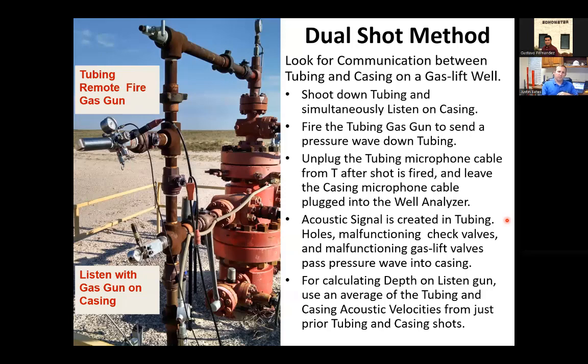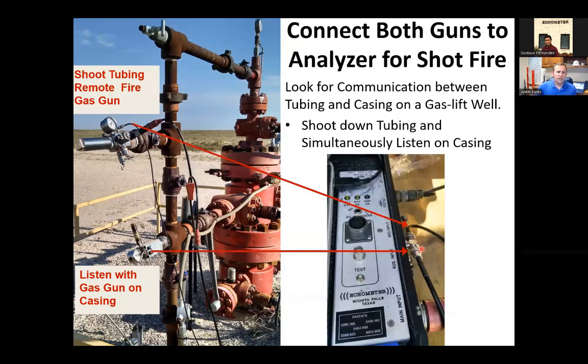Now, once again, I'm going to go to the image. You can clearly see the BNC T that connects to the side of the well analyzer, which is the mic input, where we have our firing gun on one side and our listening gun on the other side. Typically these wires have a locking J-slot mechanism, and we don't typically lock it onto the BNC connector T. We'll just push it on.